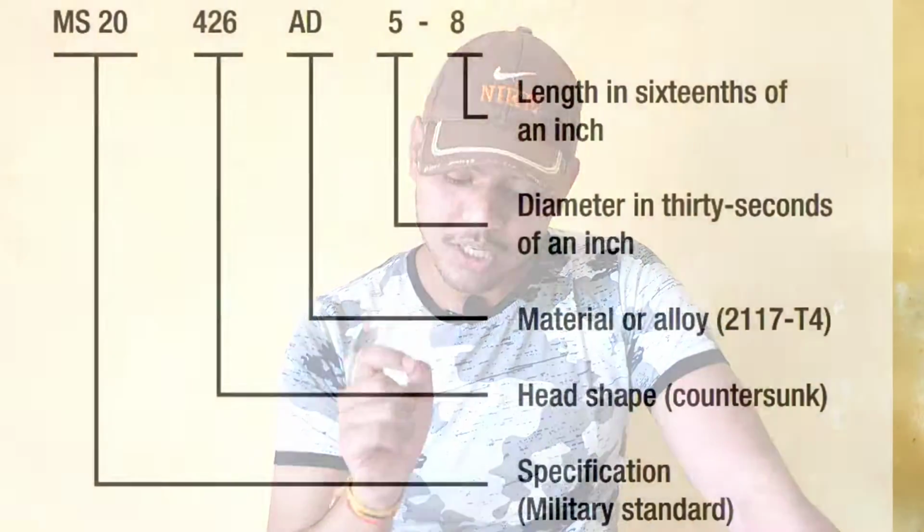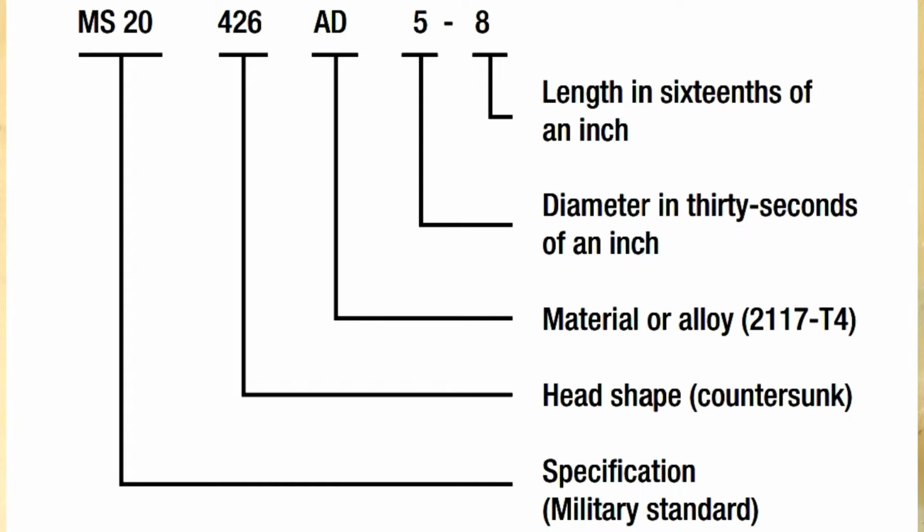The example is MS-20426 AD 5-8. Now MS-20 represents the standard, that they are from the military standard. Now 426 represents the head shape, like it is a countersunk rivet. AD represents the material from which it is made. Now this 5-8, 5 means the diameter of the rivet in 32nds of an inch. Now this 8 is the length of that rivet in 16ths of an inch. This way you can identify a rivet in the field by its name identification number.